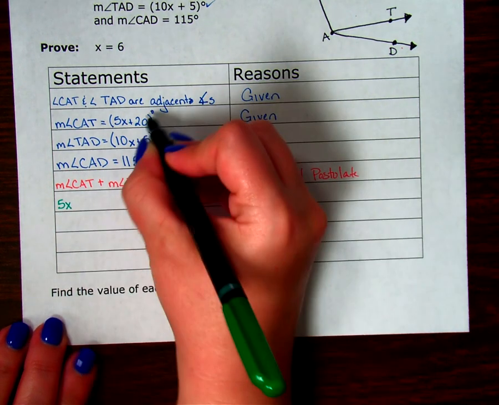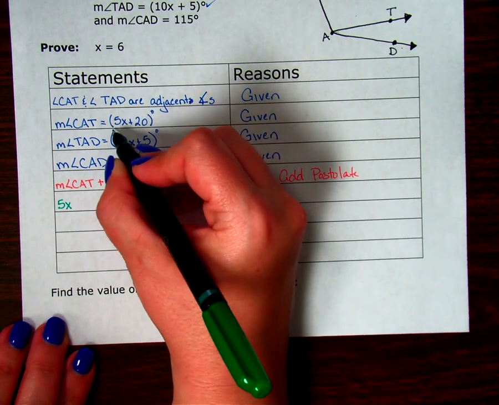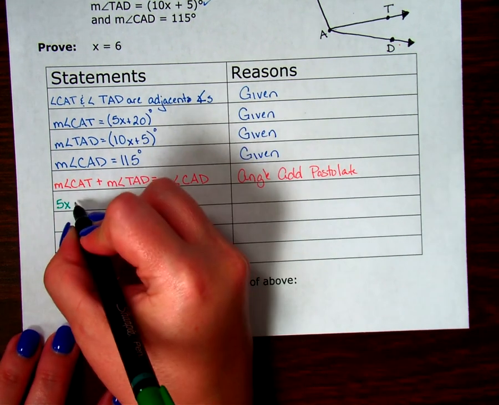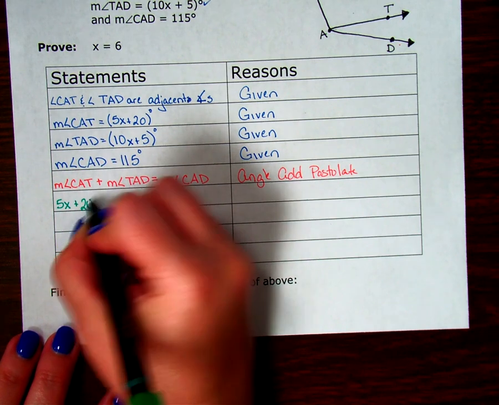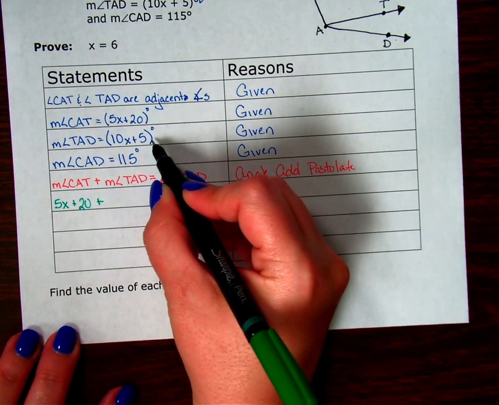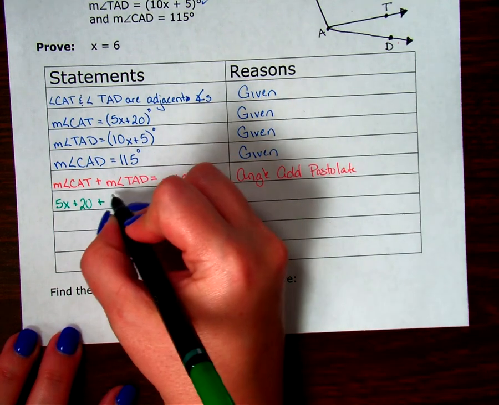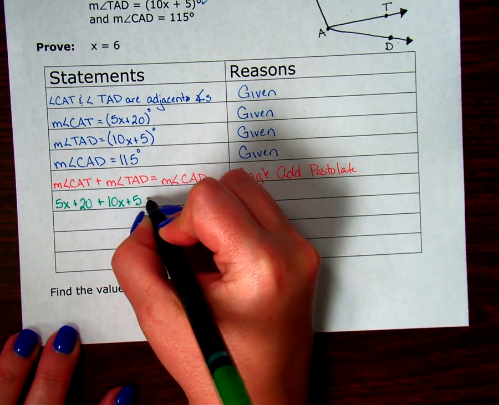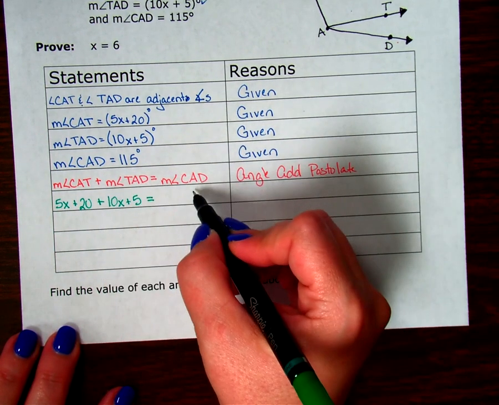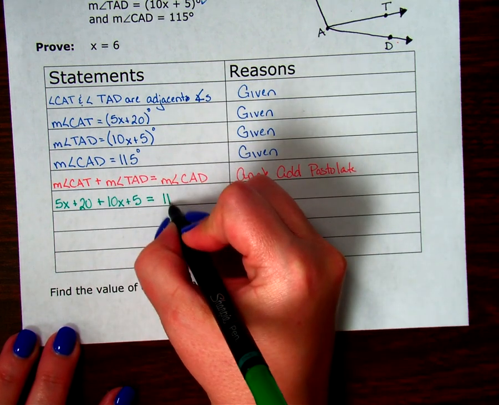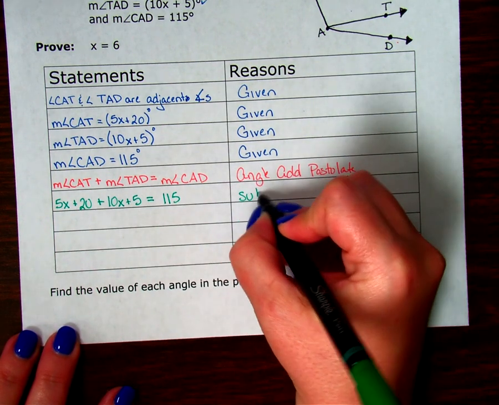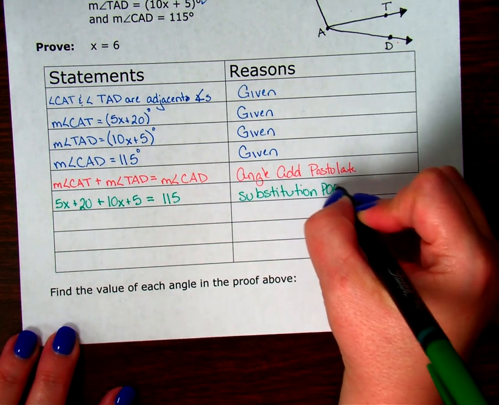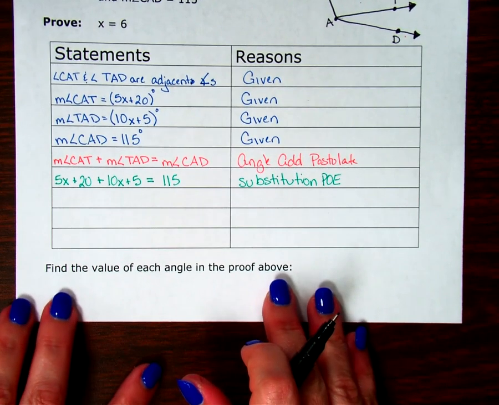Remember, when you're putting it in the equation, you don't have to write the degree symbol, and the parentheses are just there to tell you the whole thing belongs with the degrees. So we don't need the parentheses either. 5x plus 20 plus, and then I can substitute in this one because it's all substitution, 10x plus 5 equals, and then I can substitute in for CAD 115. Substitution, property of equality. Remember, if you're going to abbreviate, don't abbreviate too much that I don't understand what it says.